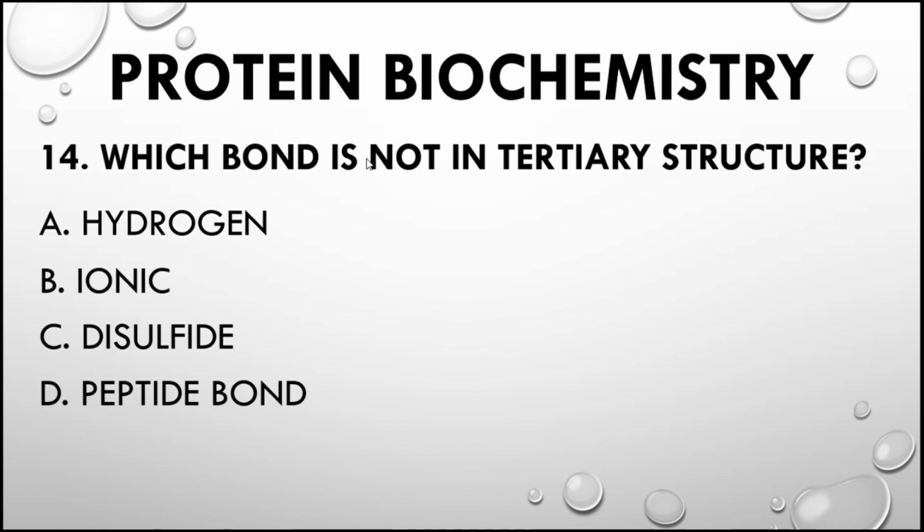Number 14. Which bond is not in tertiary structure? A. Hydrogen bond, B. Ionic bond, C. Disulfide bond, D. Peptide bond. Correct option is D, peptide bond. If you say it's peptide bond, you are very correct.